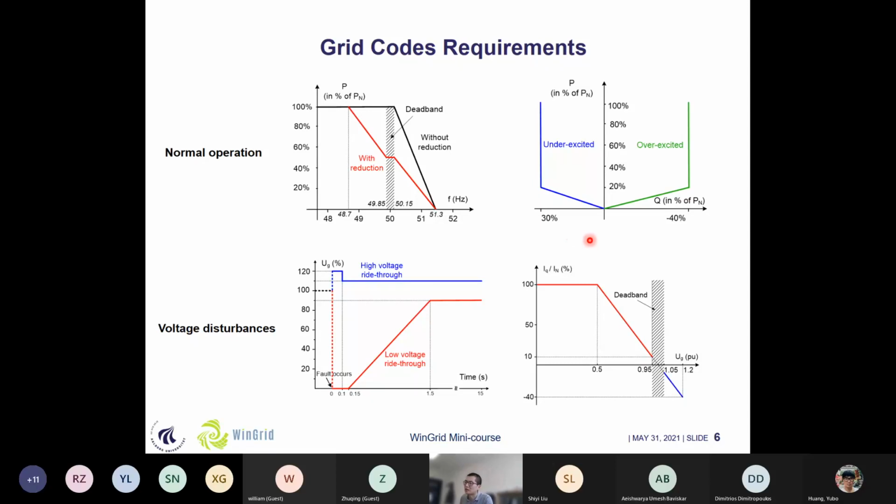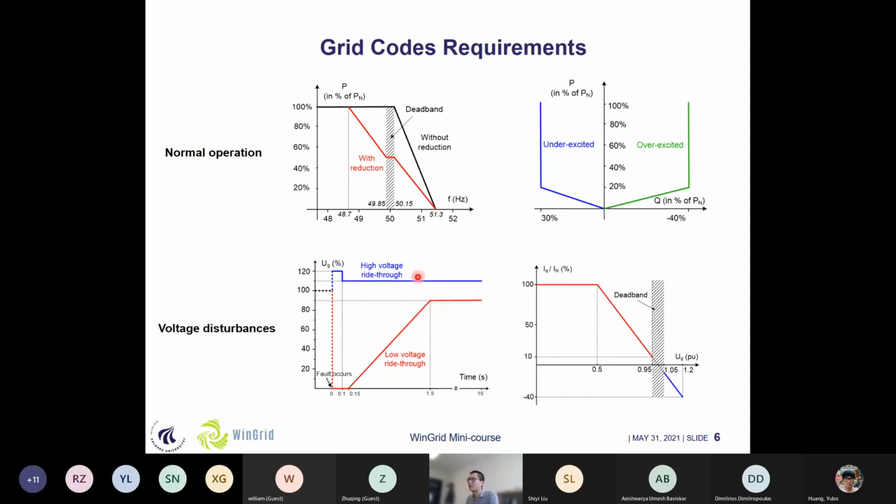If some fault happens, we also have different profiles that we need to fulfill to meet the grid codes. For example, in case of low voltage ride-through, this is a curve from the German grid code, and we can see that even if the grid voltage becomes zero, the wind turbine system still needs to withstand this kind of grid fault for around 150 milliseconds. If the grid fault is not that severe, the standard withstand time will become longer. This is the case for low voltage ride-through.